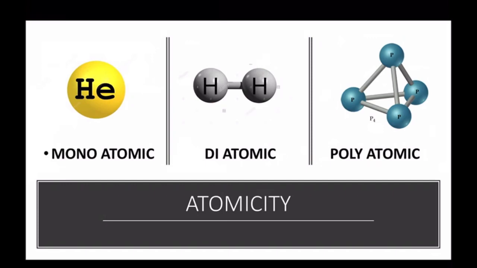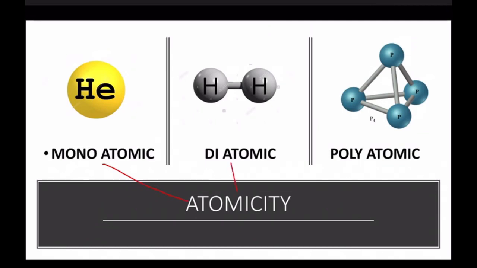For example, atomicity is of three types. It could be monoatomic, it could be diatomic, it could be polyatomic. Polyatomic like triatomic, tetraatomic. Poly means more than two. So under this comes triatomic, tetraatomic, everything.